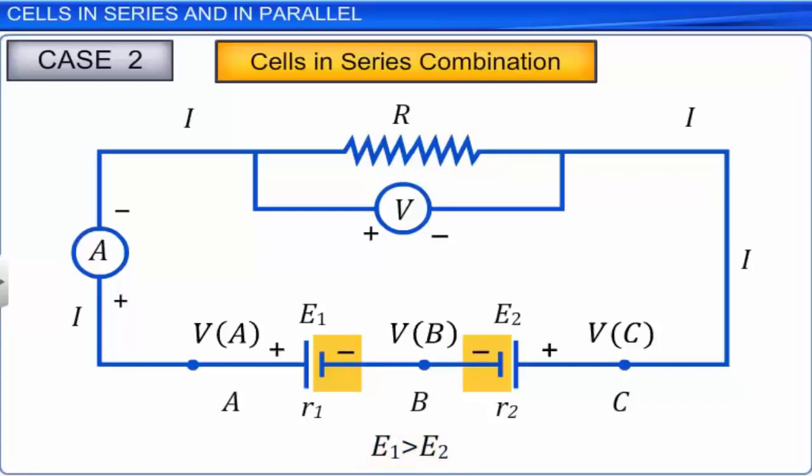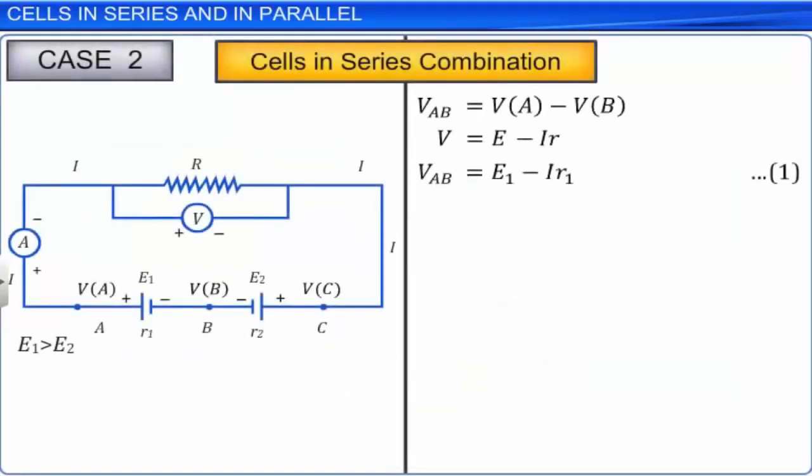As E1 is greater than E2, current I leaves the positive terminal of the first cell, goes through the external circuit and moves from the positive terminal of the second cell to its negative terminal, and finally reaches the negative terminal of the first cell. The current leaves the second cell from its negative terminal.